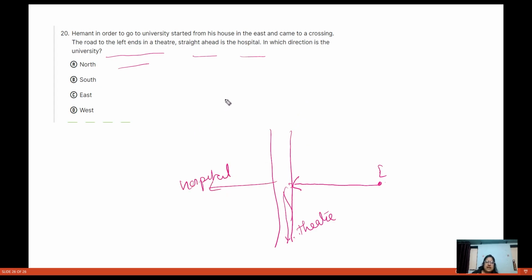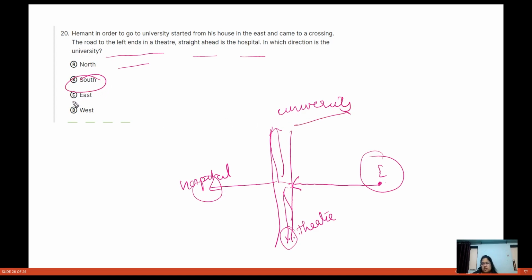And in which direction is the university? From here he is coming, here is the theater, here is the hospital. So only one direction is left. Which one? This one. So here is the university. University is in the north direction. So this is very simple.